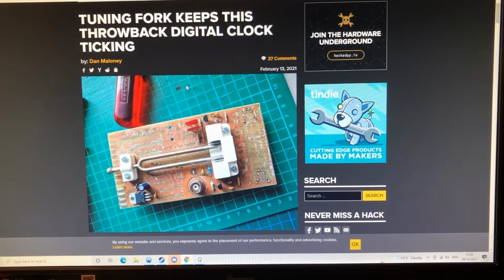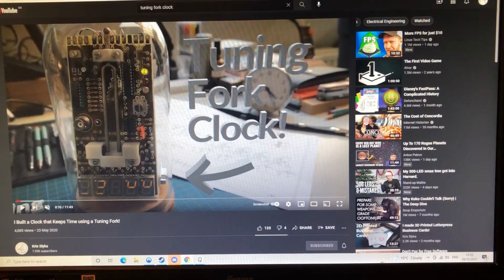A few months ago, I came across this brilliant project on Hackaday. It's a clock that uses a tuning fork to keep the time. It's by Kris Slyka, who also has an accompanying video.